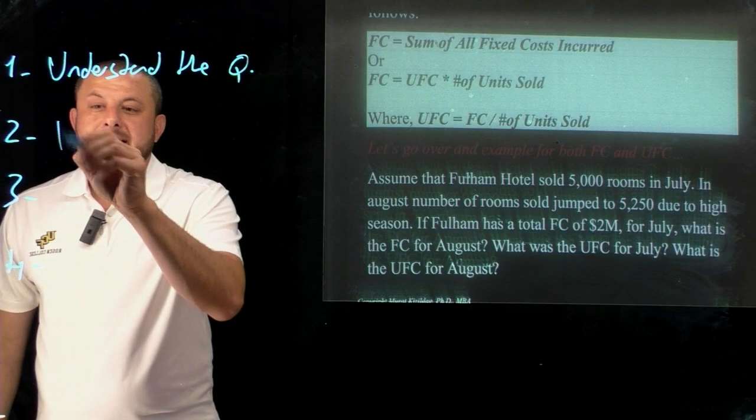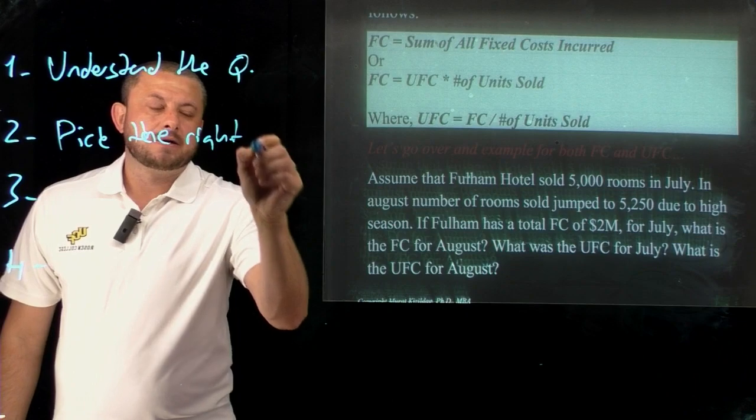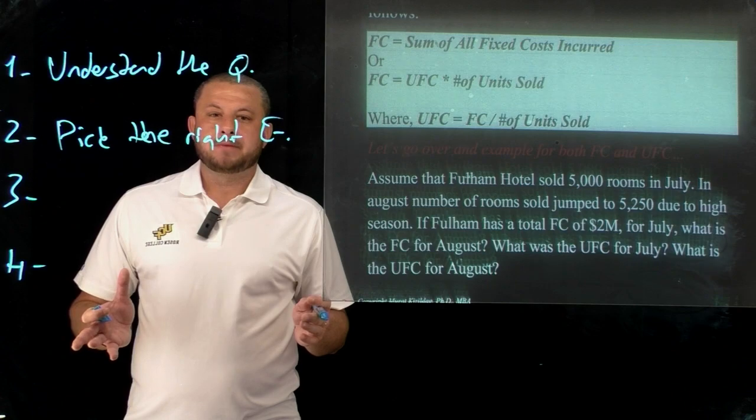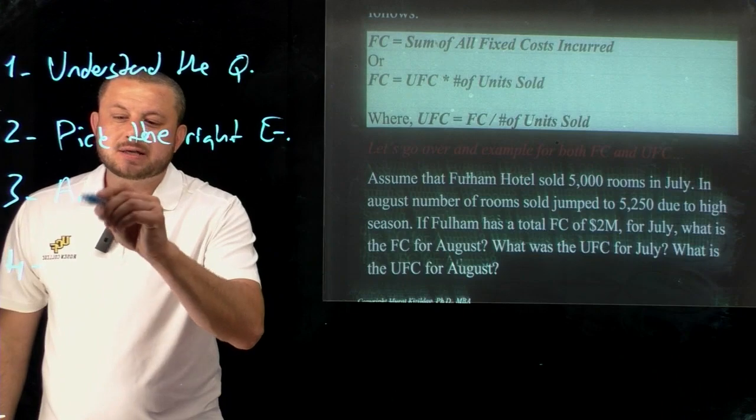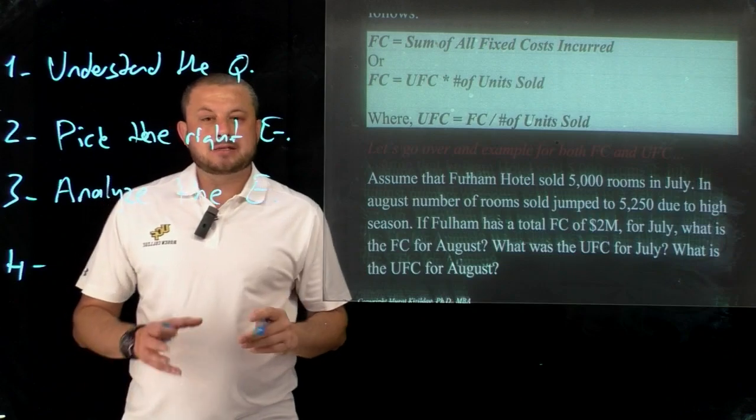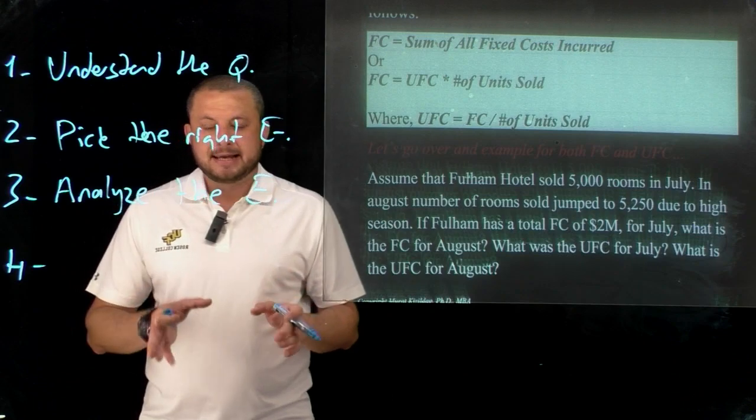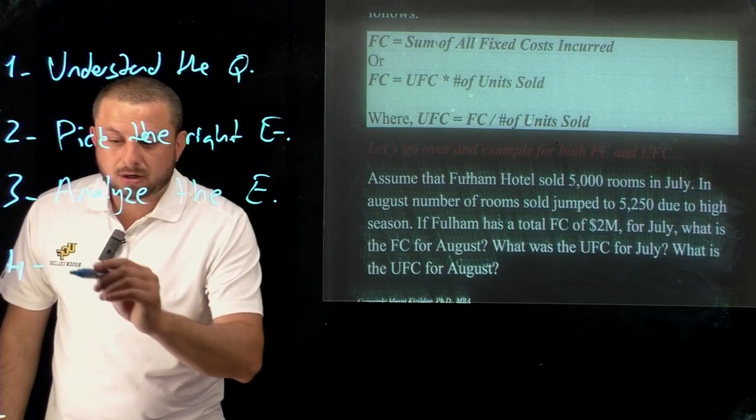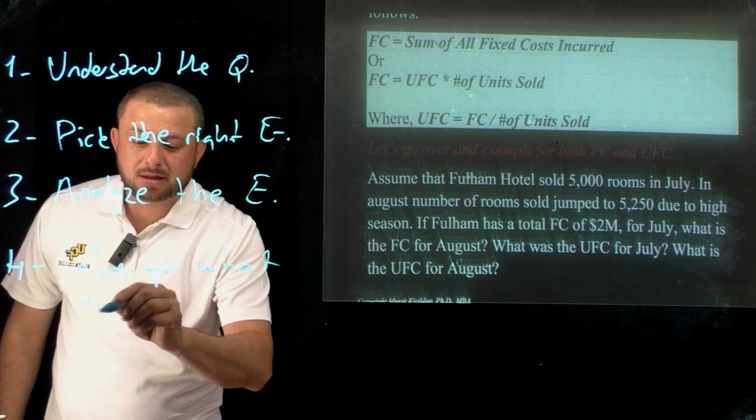Second step is to pick the right equation. If you understand the question well, you will go back to your lecture notes and pick the right equation. Third step, analyze the equation. Analyzing the equation means we will analyze the components of the equation to see what we have and what we don't have for the equation, and just solve for what you need to solve for.